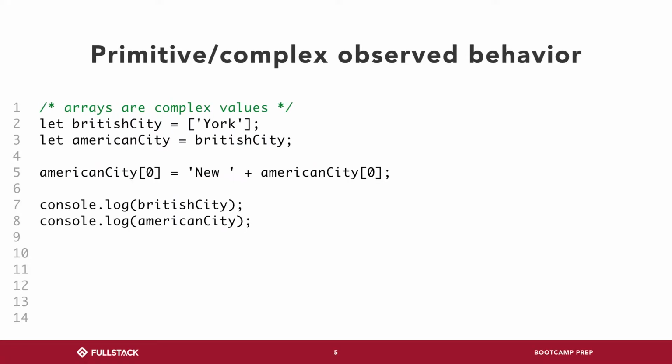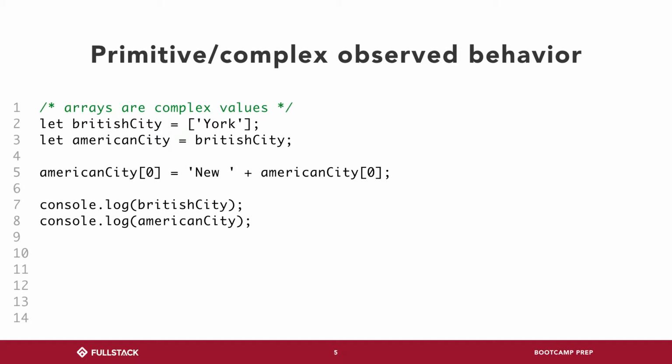So now let's talk about complex values. Arrays are complex values. Like the previous slide, on line 2 and line 3, we're declaring two variables, British city and American city. In this case, the definition of British city is an array with the value, the string York. But the value of British city is an array. Does that make sense?